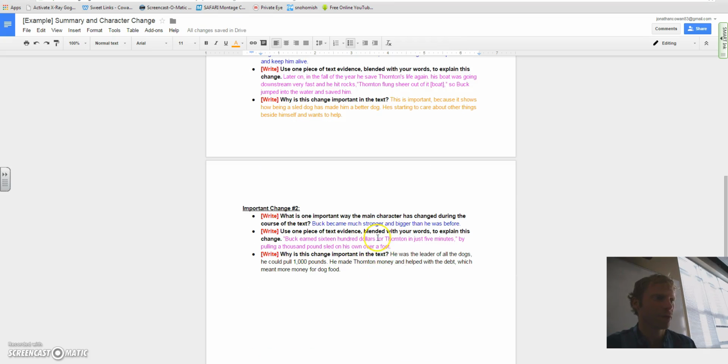"Why is the change of Buck becoming stronger important? He was a leader of all the dogs. He could pull 1,000 pounds. He made Thornton money and helped the debt, which meant more money for dog food." Perfect. This meets standard. This is how the person pulled it off.